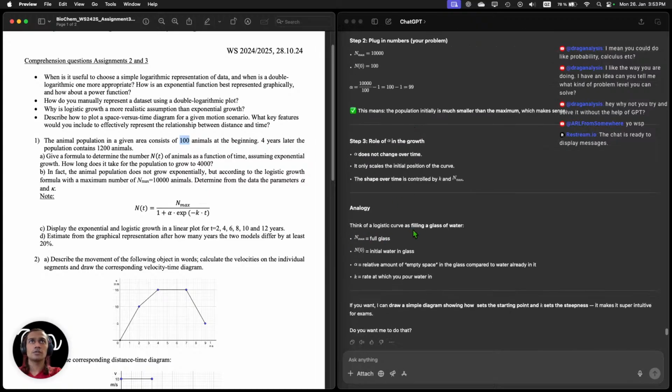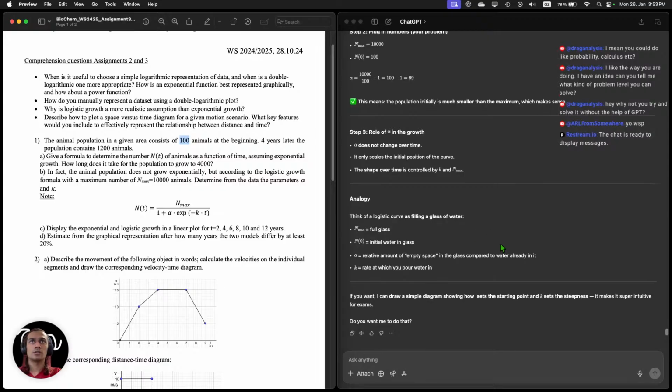Think of the logistic curve as filling a glass of water. Relative amount of empty space in the glass compared to the water already in it.